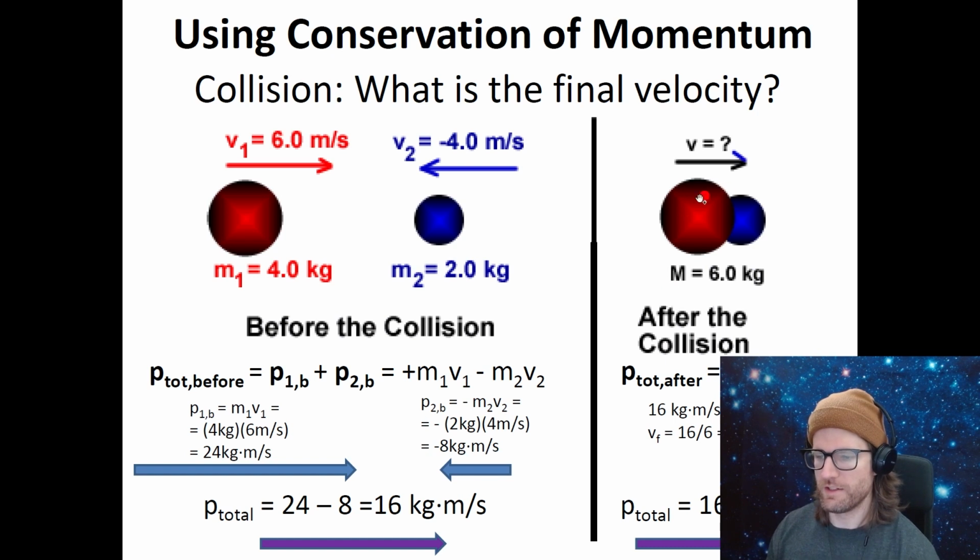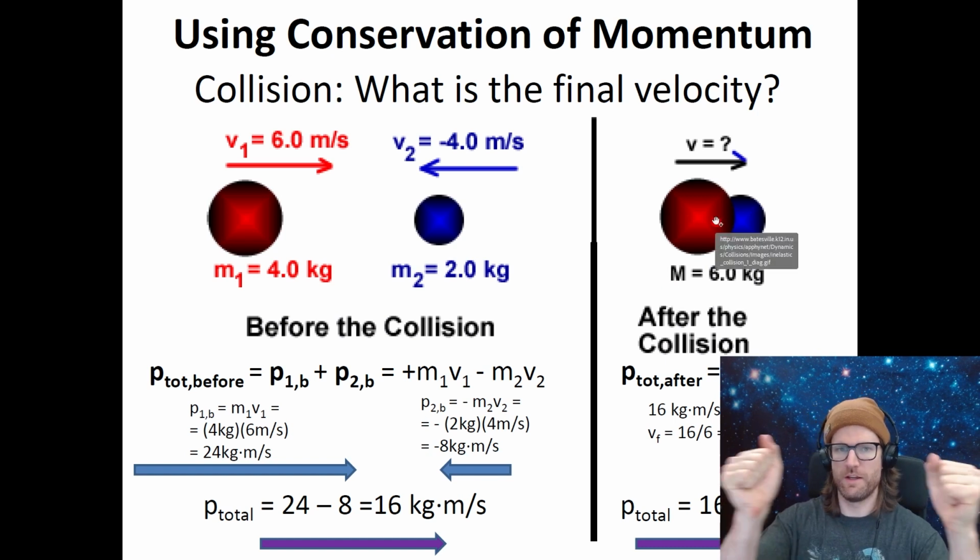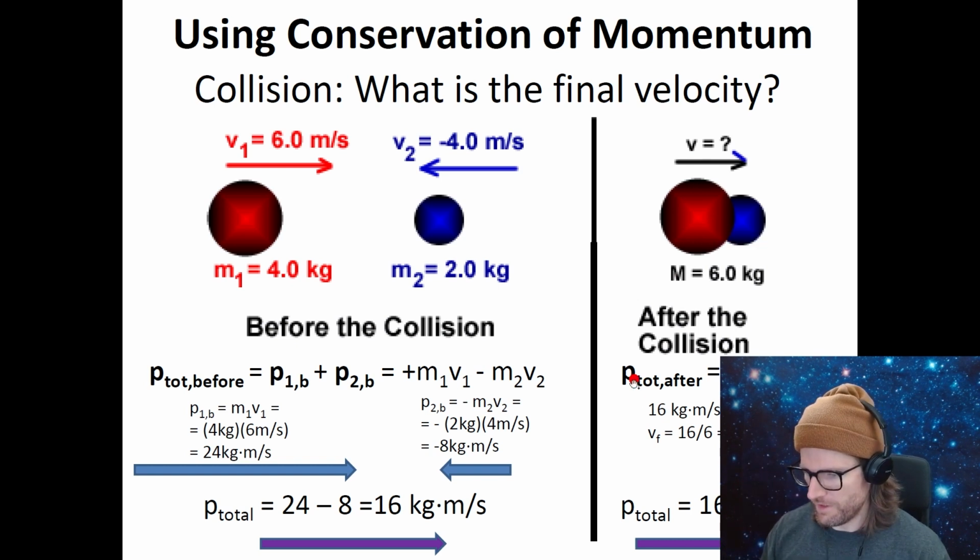Okay, if they stick together at the end, after the collision, and go off together, then the total after is the mass times the speed. We know the total after is the same as before, which is 16. And we know the total mass of the 2 balls that have stuck together is 4 plus 2, so that's 6. So 16 divided by 6 is 2.67 meters per second. That gives us the final speed. So notice the p total before and the p total after are the same, even though the speed is totally different than the speeds of the initial balls.